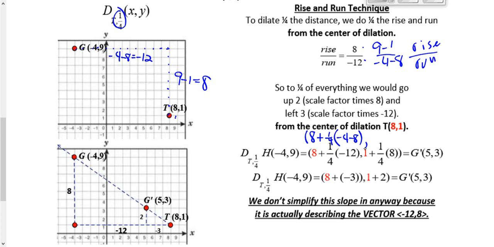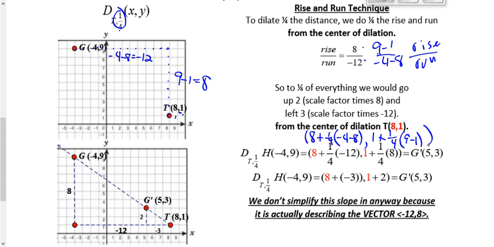Comma, for the rise, we started at 1, right? Something's wrong there. Wait a minute. Am I thinking of this wrong? Okay. So starting at 1, we originally did a rise of what? 9 minus 1, didn't we? Right? But now we're going to do 1/4 of that rise. So plus 1/4 of that original rise, 9 minus 1.